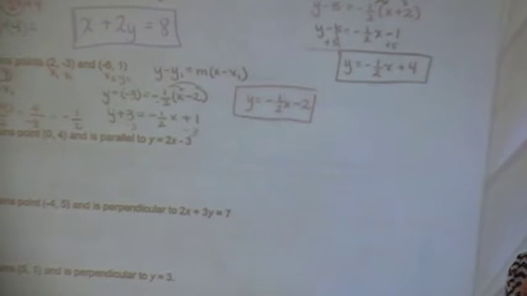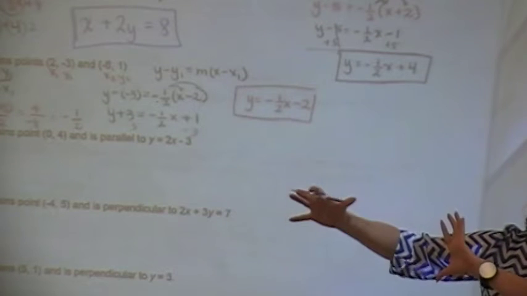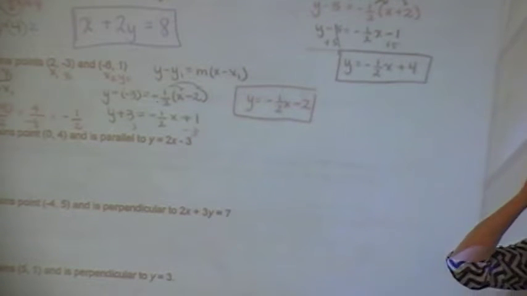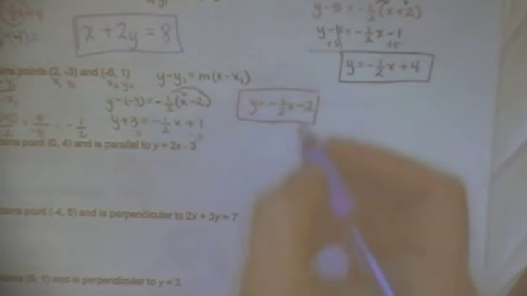So remember, standard form, x and y are on the same side together. No fractions for that leading coefficient, or your a value. So I'm going to move my negative 1/2 across, it's positive 1/2 x plus y equals negative 2. Now I need to clear the fraction. So multiply everything by 2. So you end up with x plus 2y equals negative 4.